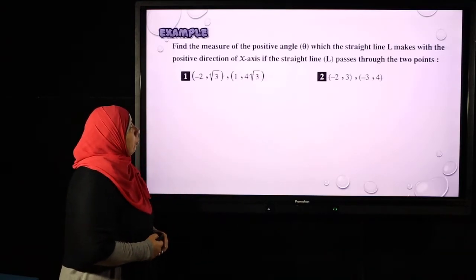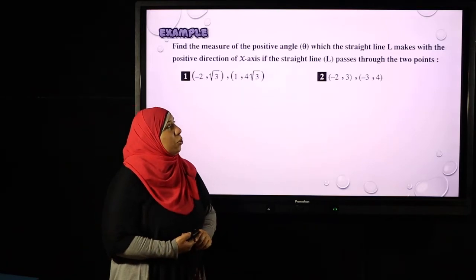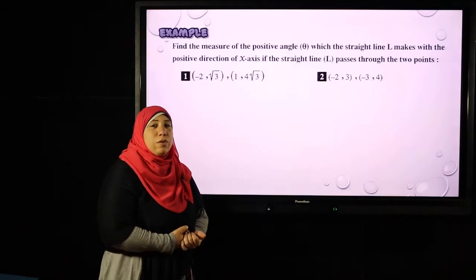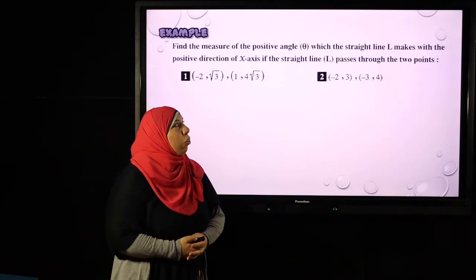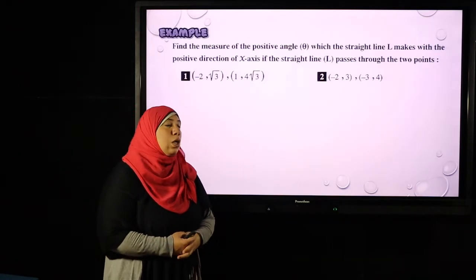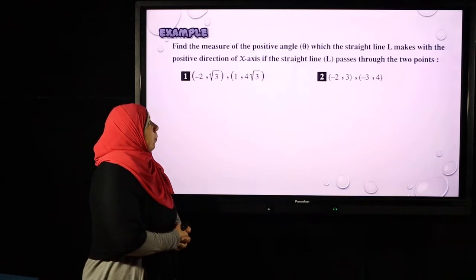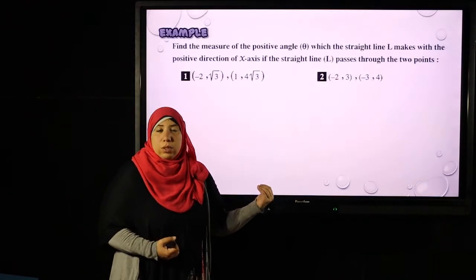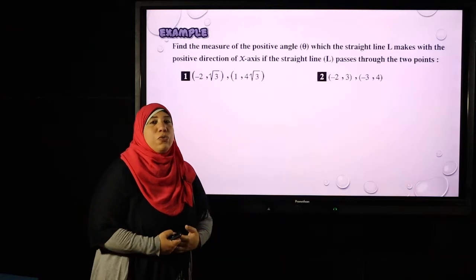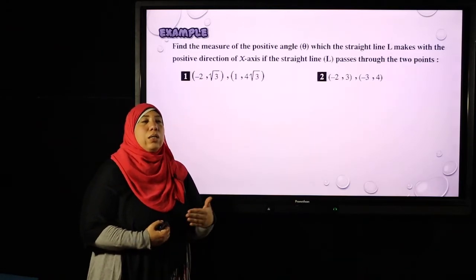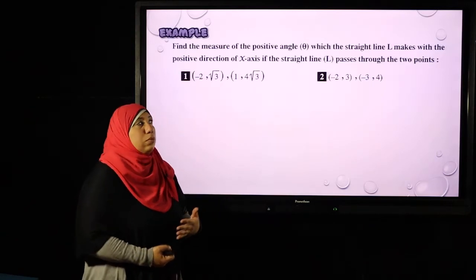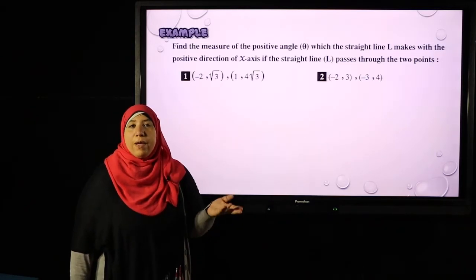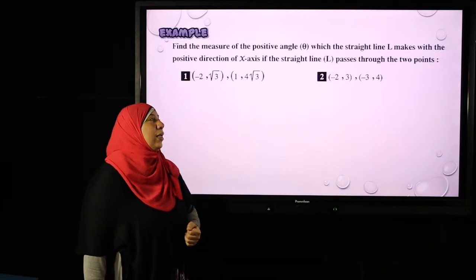Another example, find the measure of the positive angle theta which the straight line makes with the positive direction of the x-axis if the straight line L passes through the 2 points. Here, we said in the last example that to find the angle, I have to make shift tan the slope. Here I don't have the slope, I have to find it first, then find the angle.